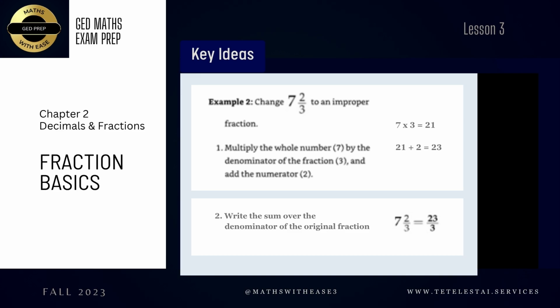So 3 times 7 is 21, plus 2 is 23. And so your improper fraction, the correct answer would be 23 over 3. Okay.